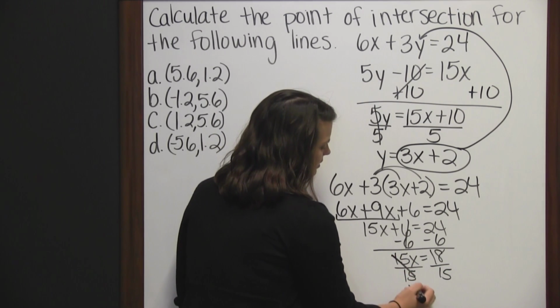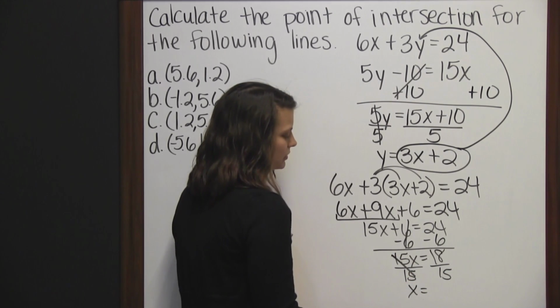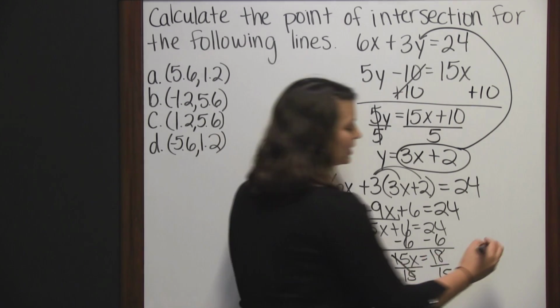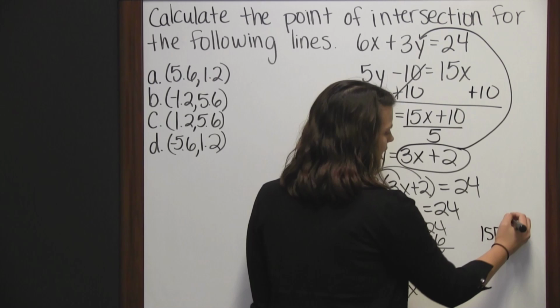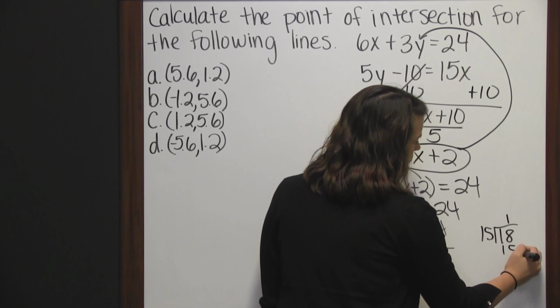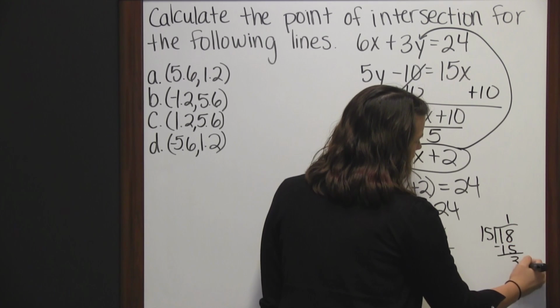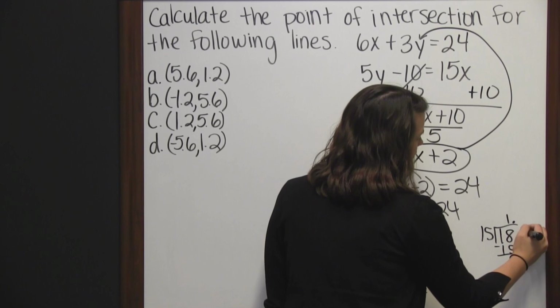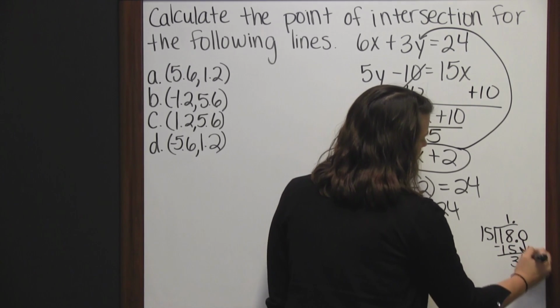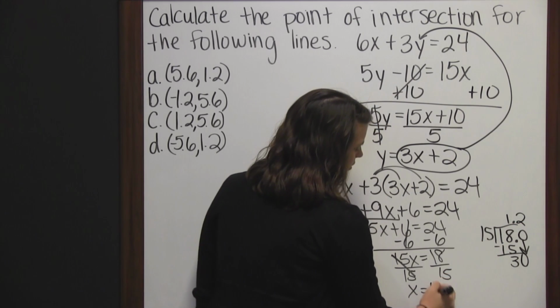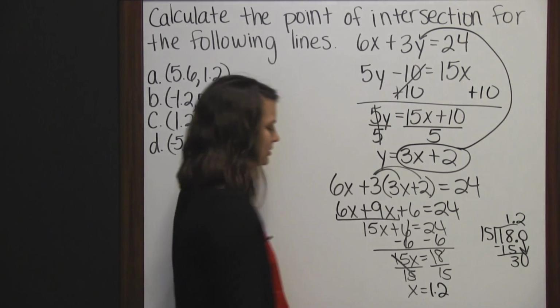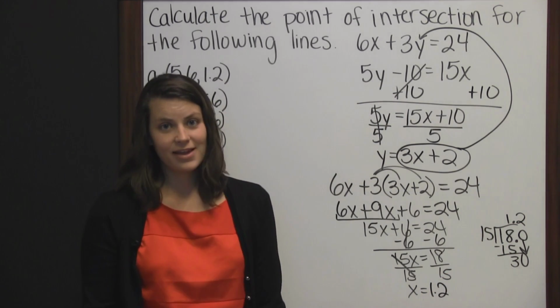That's 1 times x is x equals 18 divided by 15. We can do that right over here. 15 goes into 18 one time. That's 15. Subtract and you get 3. Add a decimal and a 0. Bring it down. And 15 goes into 30 two times. So 1 2/10. Now we're halfway there.